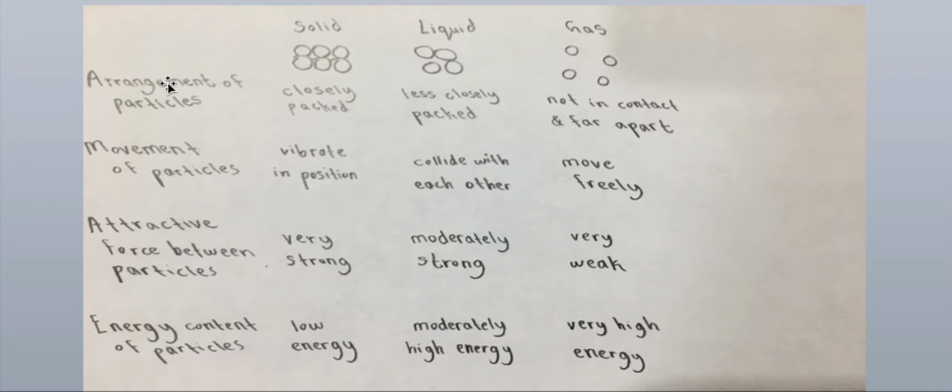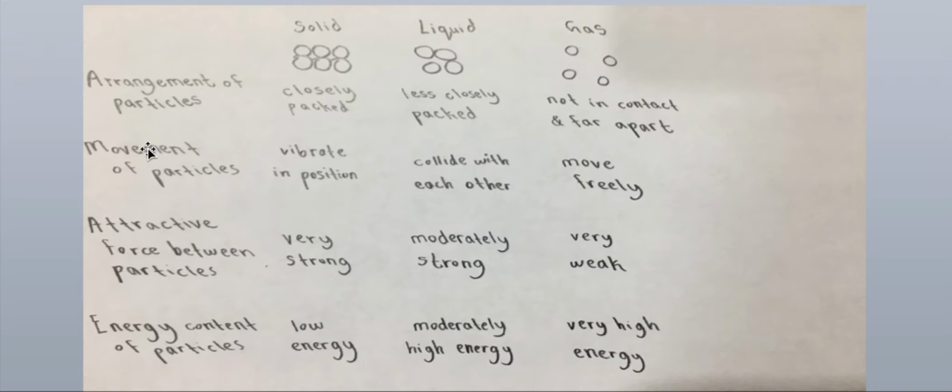Let's get into it. So, arrangement of particles for a solid: closely packed, closely arranged. In the case of a liquid, less closely packed. In the case of a gas, they are not closely packed at all. They are not in contact, they are far apart.